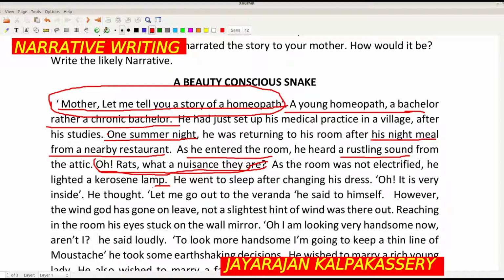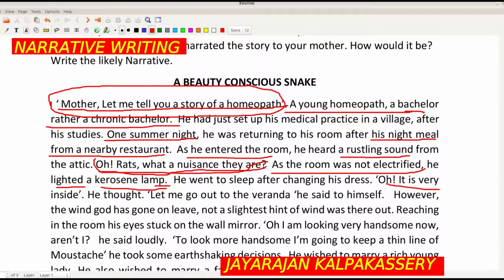The dim light spread in the room. So here we can see certain visual images. He was lighting, and the things are lighted, and the kerosene lamp, the smell also may be there. Those things will give some visual impact on the readers. He went to sleep after changing his dress.